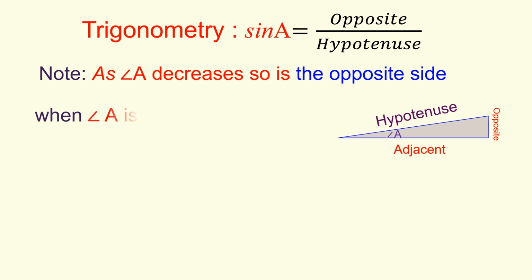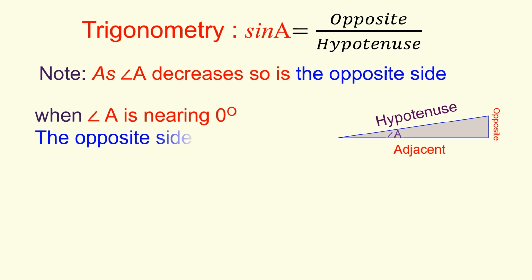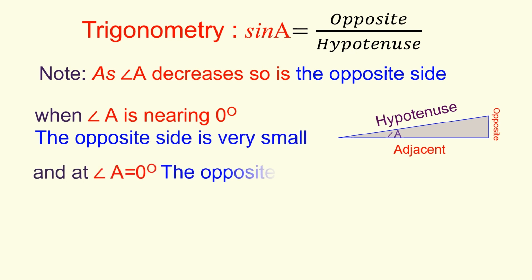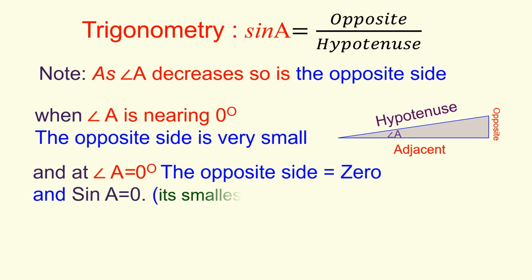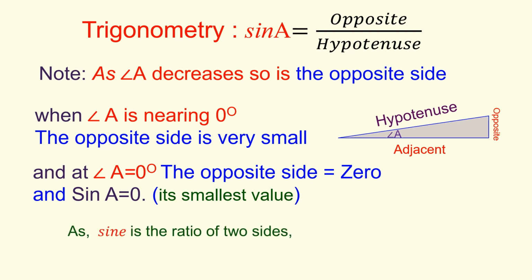Note: in the right-angled triangles below, as angle A gets smaller and smaller, the sine A will also get smaller and smaller. When angle A equals 0, the opposite will be 0 and sine of angle A is 0. Remember, as sine of angle A is the ratio of the two sides, it does not carry any unit, only a number.